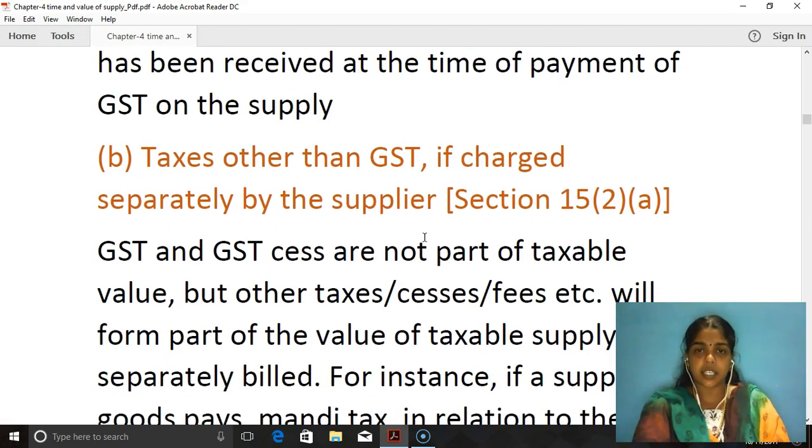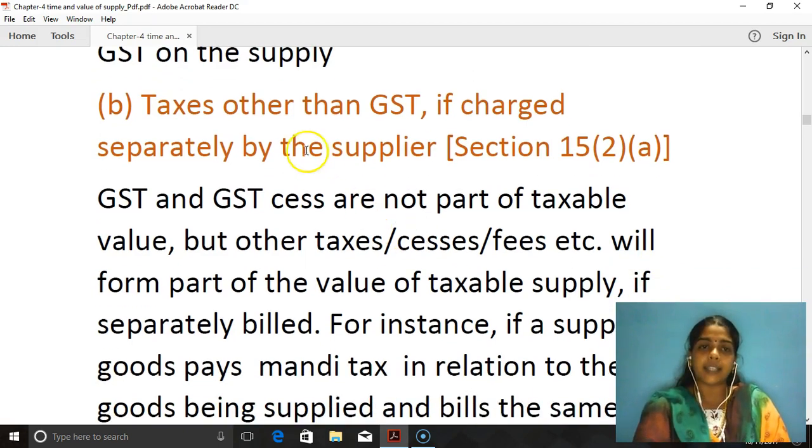Taxes other than GST, if charged separately by the supplier. So what are the taxes within the ambit of GST? CGST, SGST, UTGST, IGST, and including compensation cess. When they talk about taxes other than GST, the GST taxes would also include the GST cess. So taxes other than GST means other than CGST, SGST, IGST, and GST cess.